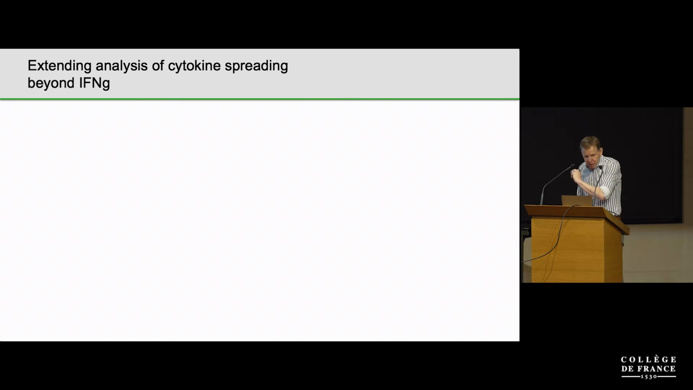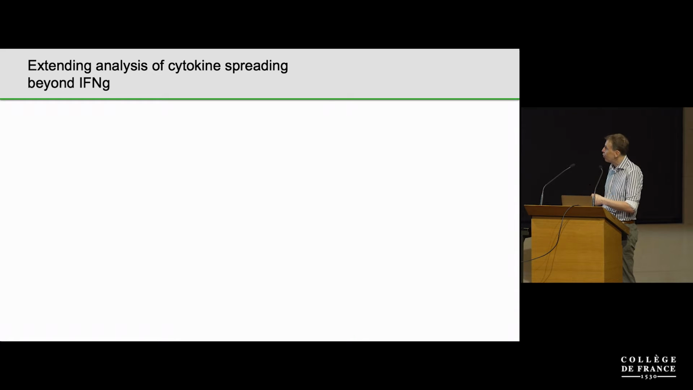Yesterday, I put in a few additional slides because after Philippe's talk, the question came up, is this something that is specific to interferon gamma, or does it also apply to TNF? And we've actually been trying to address that recently. So we've been trying to extend our analysis of cytokine spreading beyond interferon gamma. Initially it was a little bit difficult because for interferon gamma it is straightforward to design reporter systems that give you a fluorescent signal after interferon gamma receptor signaling. For TNF that's not so straightforward.